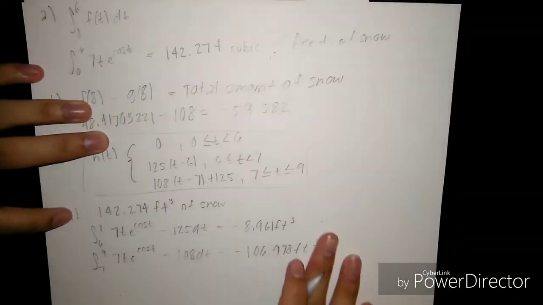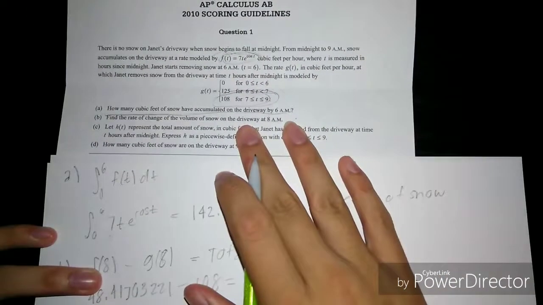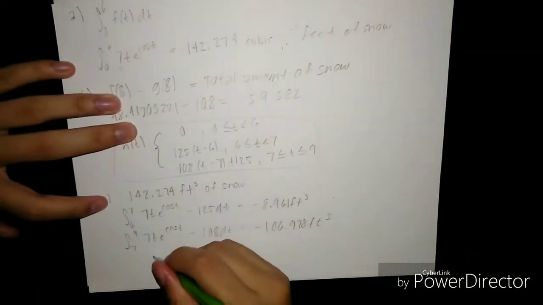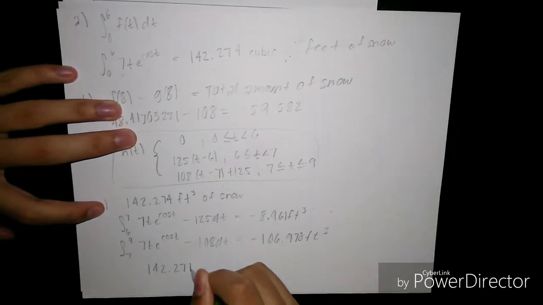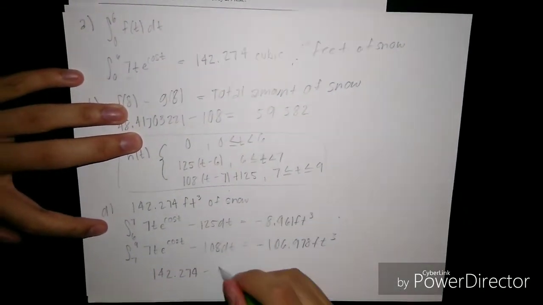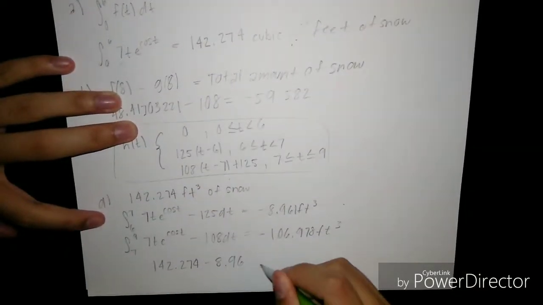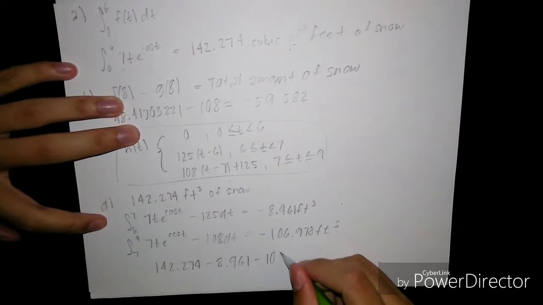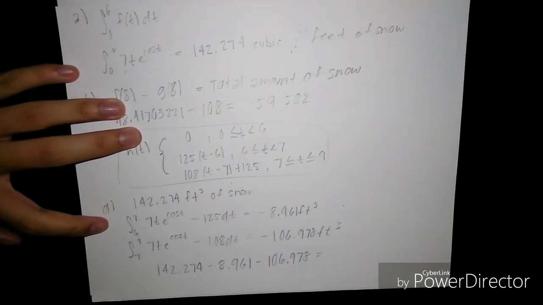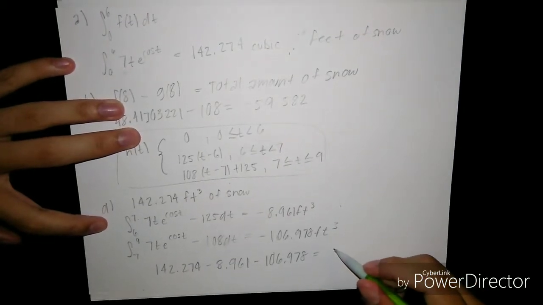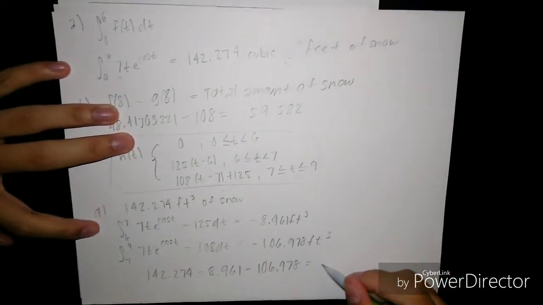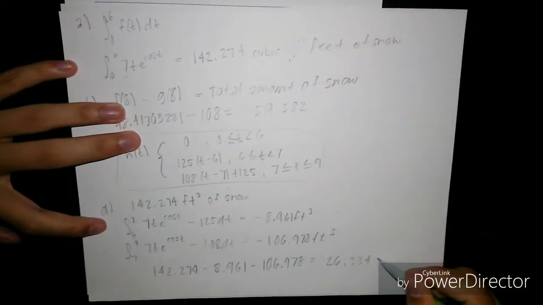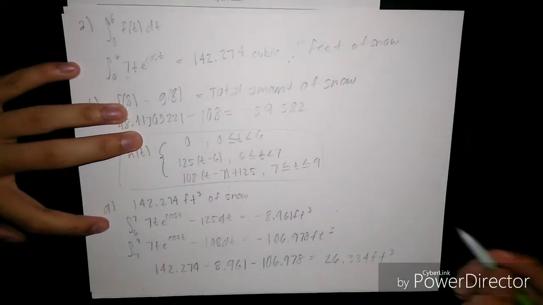Now we have all the factors that we need in order to figure out part D, the total amount of snow on the driveway at 9 a.m. We have taken everything into consideration. From there, just simply add the total amount of snow that fell with the amount of snow after it fell and after Janet removed it, between the hours of 6 and 7 and 7 and 9. From there, just simplify, and the total should be 26.334 cubic feet of snow on the driveway at 9 a.m.